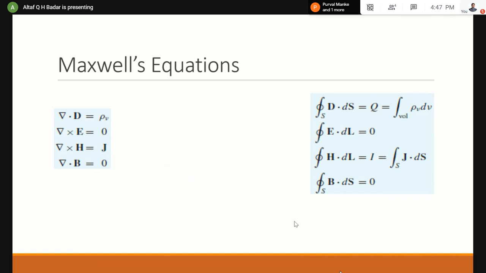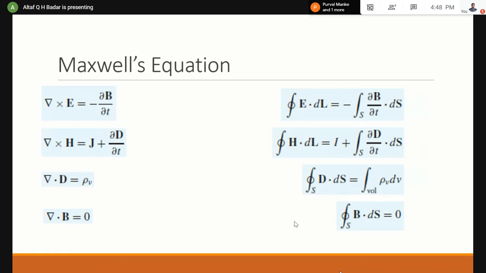So Maxwell has gathered these equations. He has presented them in point form, or point form is also termed as differential, and the integral form. There the integrations can be visualized. So this is in steady state. The next one is for time varying fields, how it changes. So this is how you get the results for it.